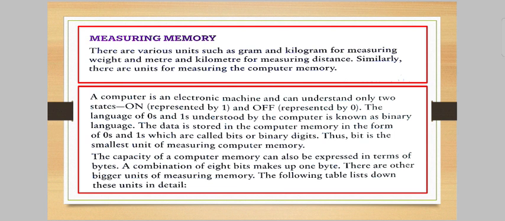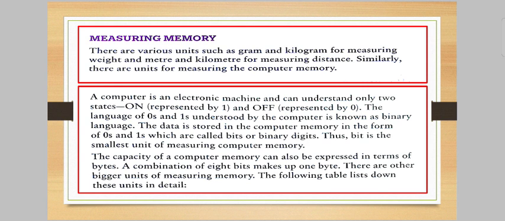So, this is very important. A computer is an electronic machine and can understand only two states, on and off. On is represented by 1 and off is represented by 0. These are the binary numbers 1 and 0. The computer only understands 0 and 1. The language of zeros and ones understood by the computer is known as binary language.